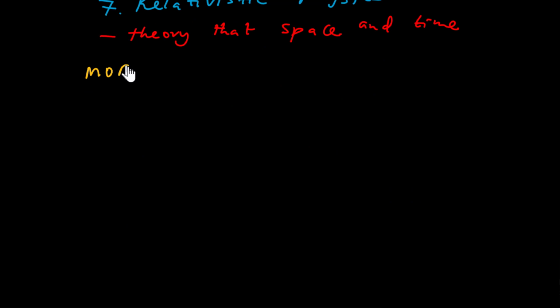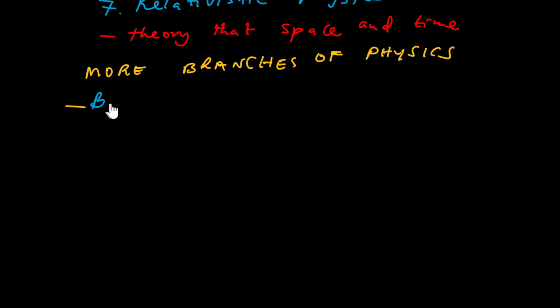There are many other branches of physics. We will simply list them. Biophysics is a branch of physics which deals with the study of biological problems and phenomena by using techniques of physics. A major application of biophysics is in the study of DNA. Astrophysics is the branch of physics which deals with the study of objects in the universe, such as stars, planets, galaxies, and many other bodies.